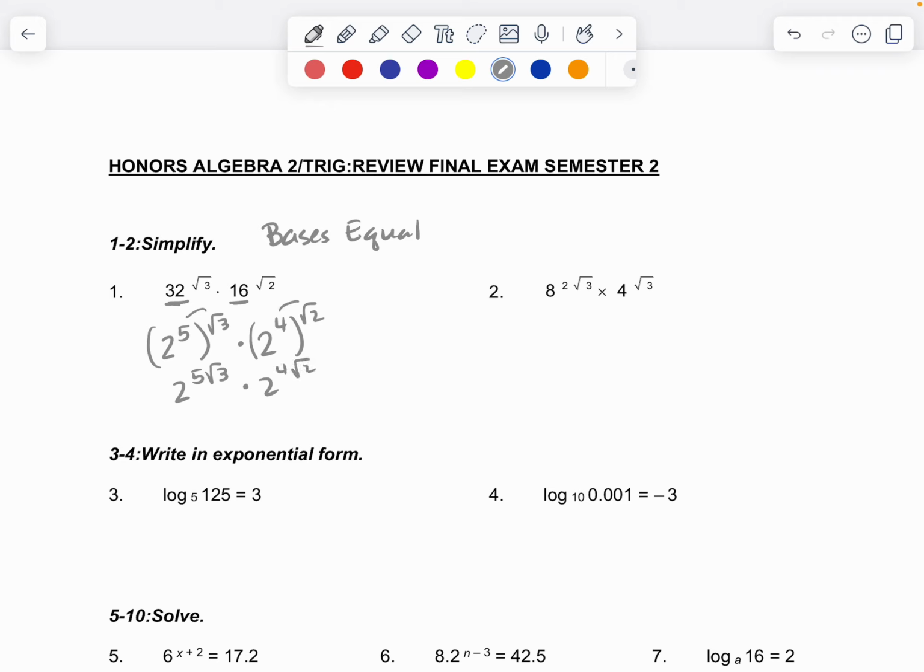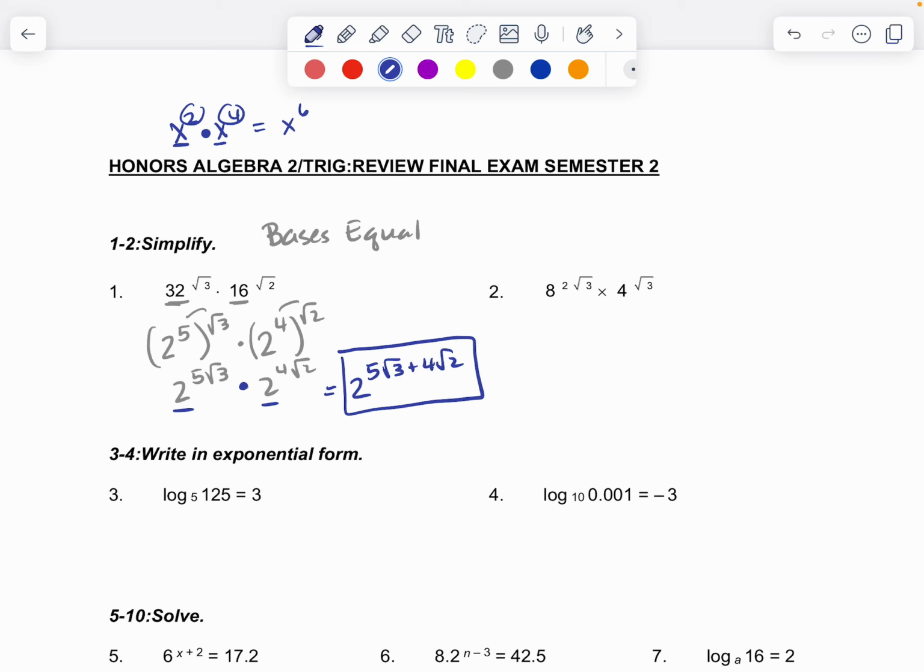Now remember from a long time ago, algebra even, if you had something like x squared times x to the 4th, that was actually equal to x to the 6th. And why is that? It's because when you multiply two terms with the same base, you just add their exponents. Same idea here. I'm multiplying two terms with the same base, so I'm just going to add their exponents. So it's going to be 2 to the 5 square root of 3 plus 4 square root of 2. You'll notice on this one, there's not really much I can do because the square root of 3 and the square root of 2 are different, so I can't add them together.